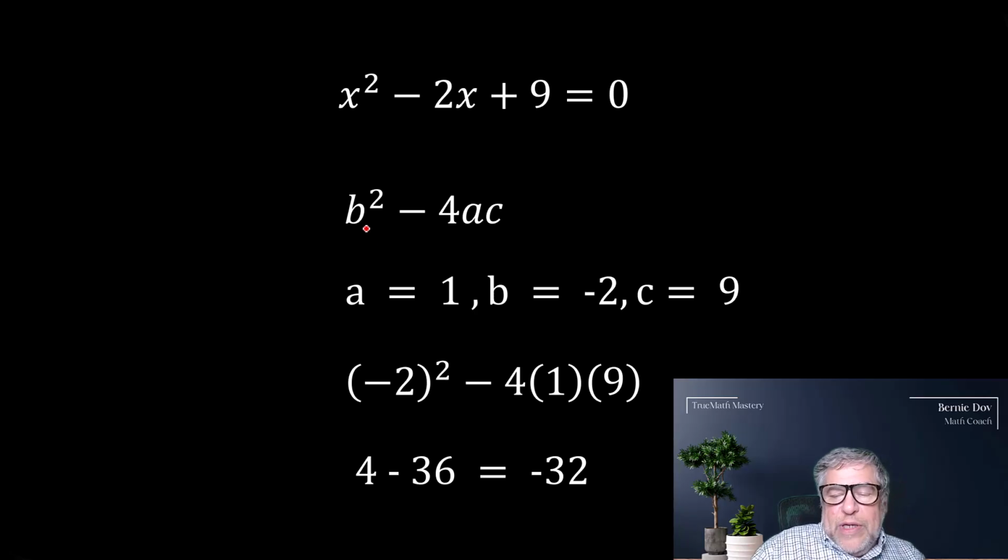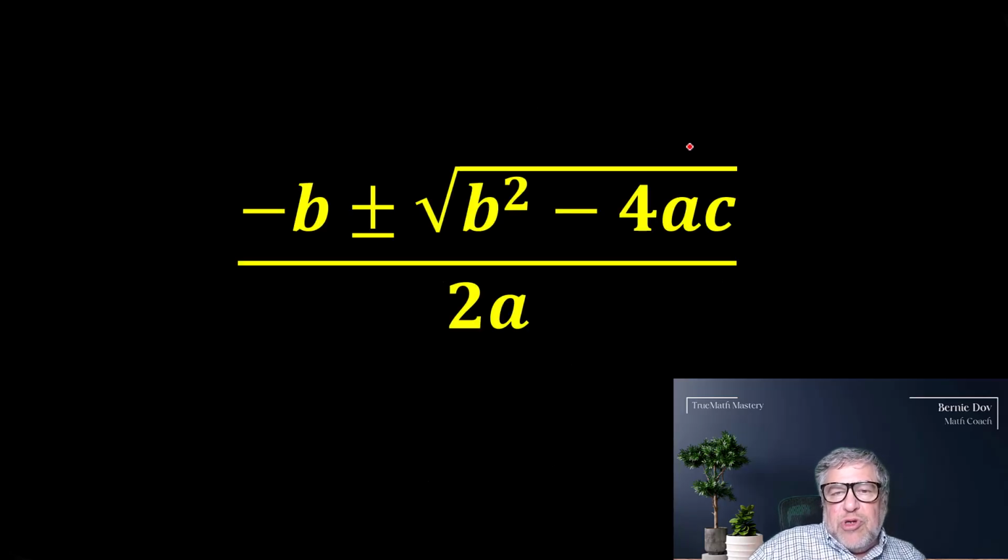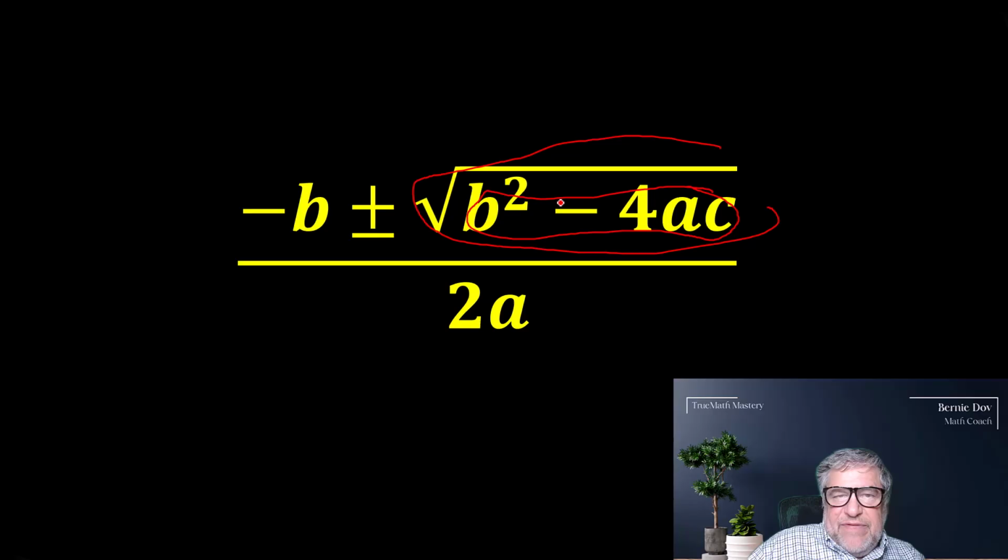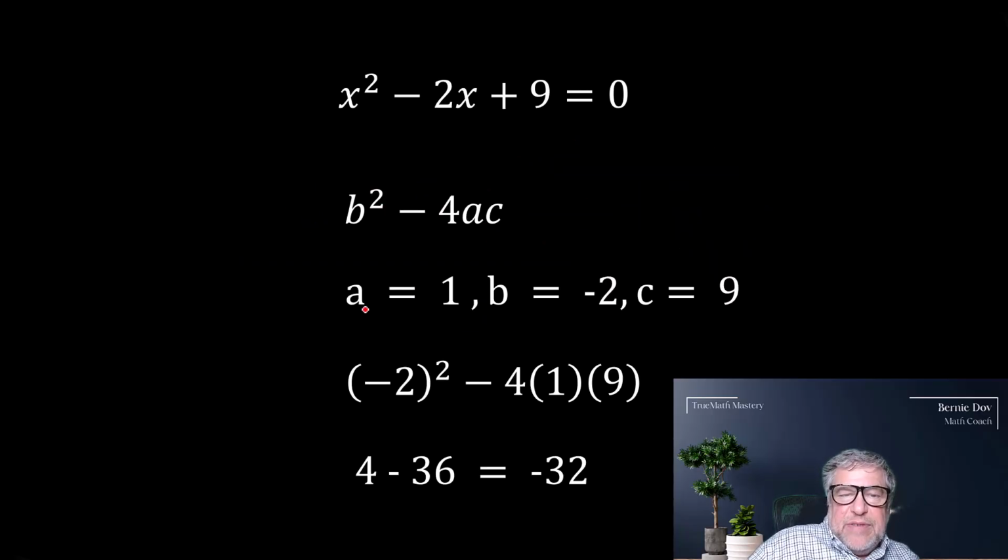And all we care about really is what's called the discriminant. This, under the square root, b squared minus 4ac, is the discriminant, because if that number is negative, then the square root of a negative number is not a real number. So we're just going to compute that b squared minus 4ac. Since b is negative 2, it's negative 2 squared minus 4 times a, which is 1, times c, which is 9, is 4 minus 36, which is negative 32.